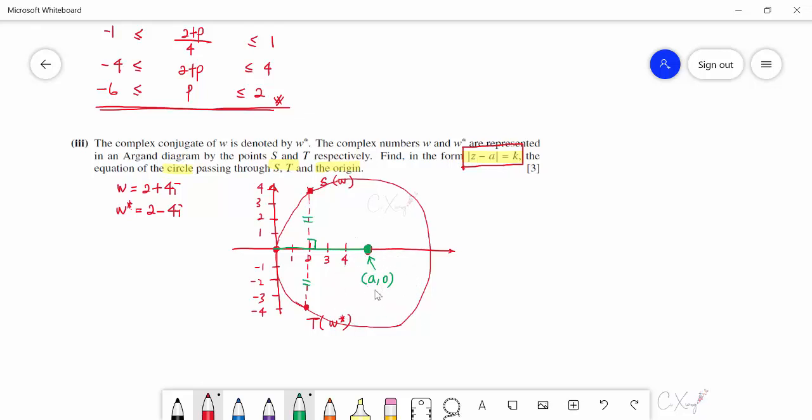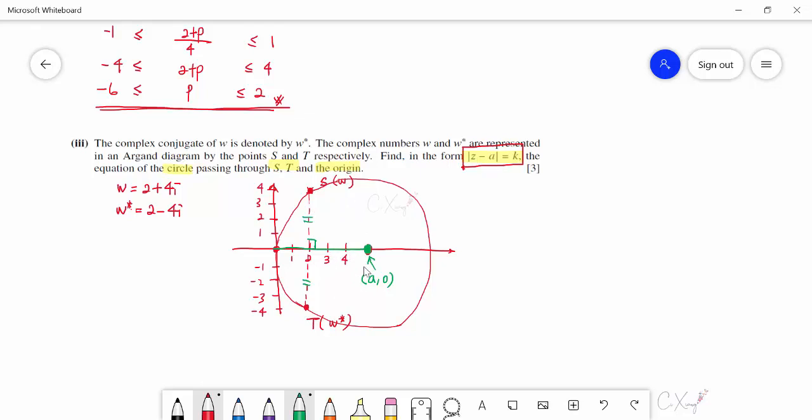Okay, so now they want us to find the A, which is the center, then the K will actually be the radius. So to find all this, we need to use the help from here, to let us form an equation. Then from there only you can continue to calculate.